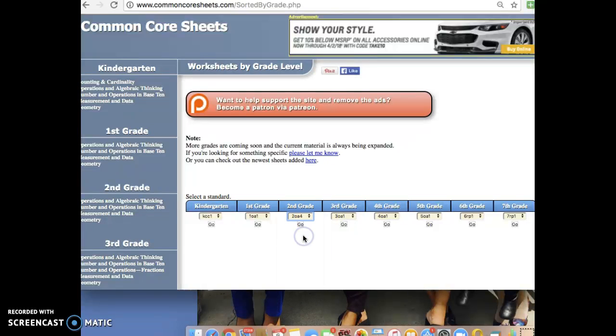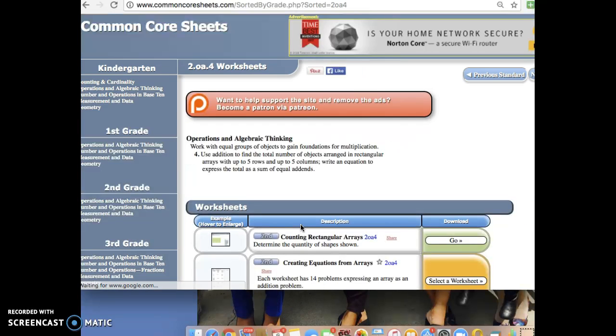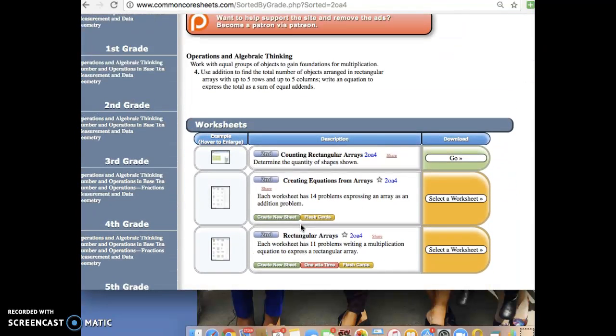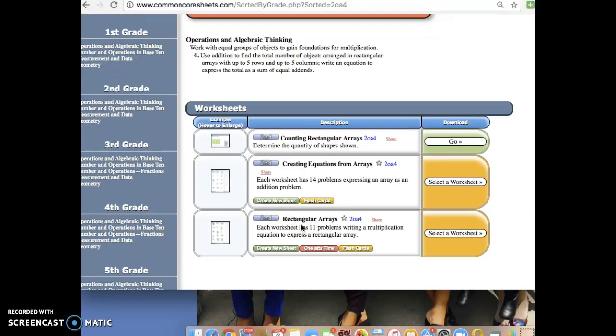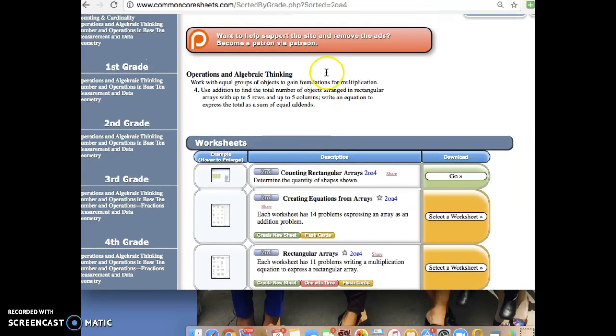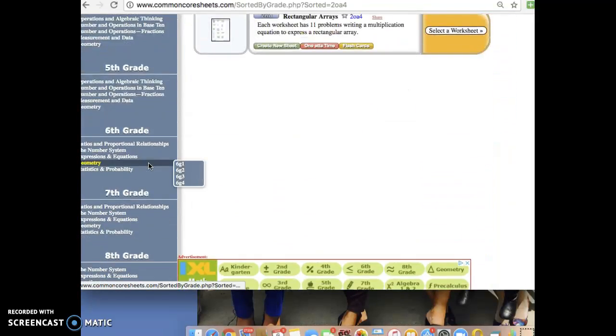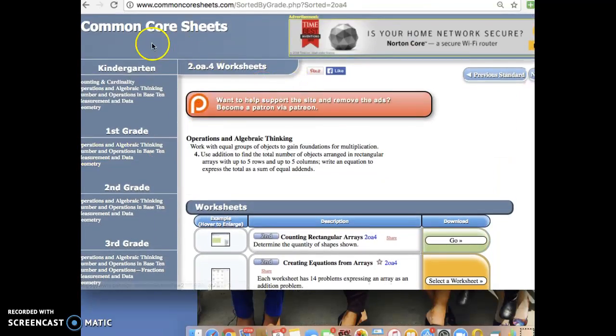So let's say I wanted to go to 2.04. Click it, and it would give me several instructional sheets, Common Core, that I could use to help teach my students. It has the standard up here in which I would be utilizing. Once again, grade levels are over here on the side, so please take advantage of Common Core Sheets to use after you've done your homework to reinforce the Common Core standards.